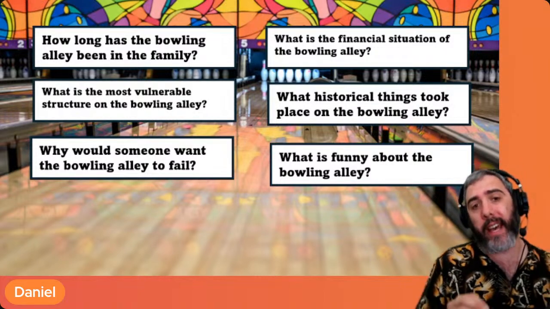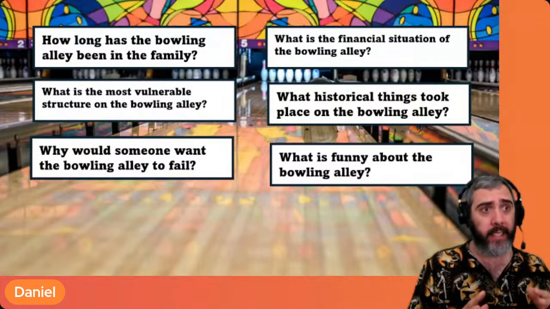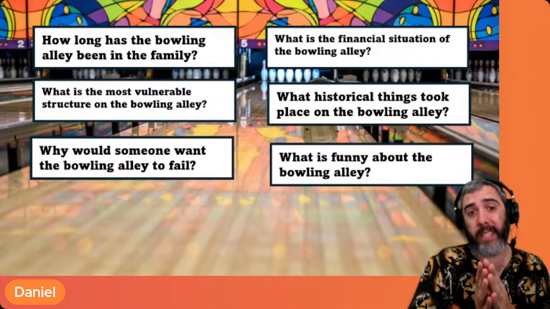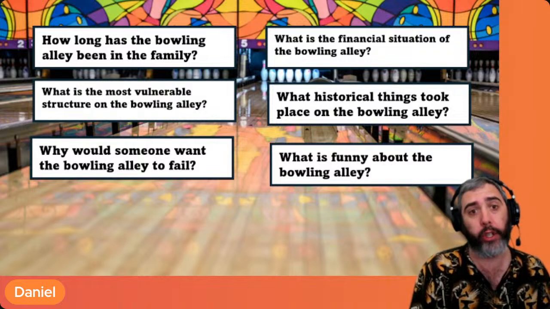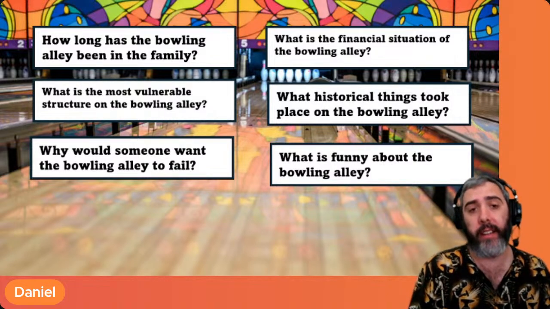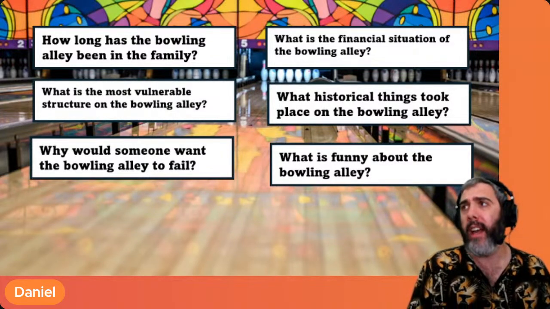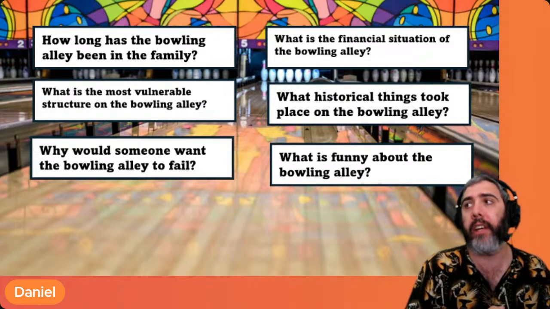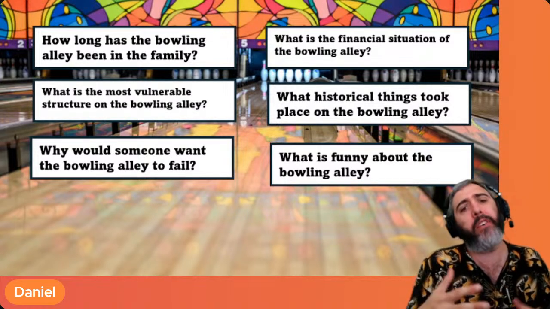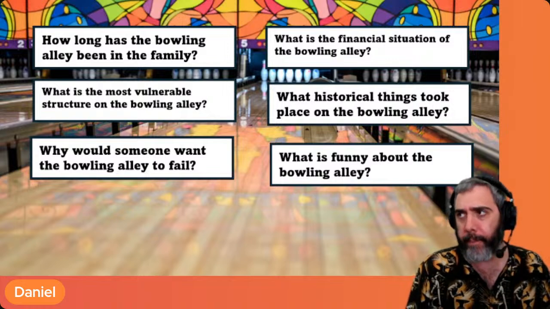Because one of the things that makes a setting work is the sense that it exists outside the confines of your story. That this is just one story that took place there. It's what gives it an authenticity, right? And so just asking yourself some of these questions about the history of the bowling alley, you get an idea of maybe little details you could throw in, right?